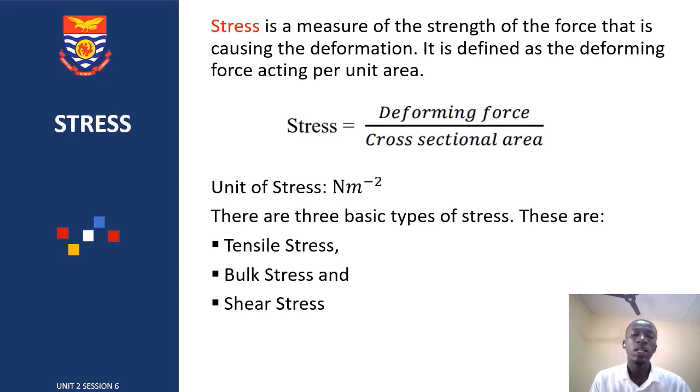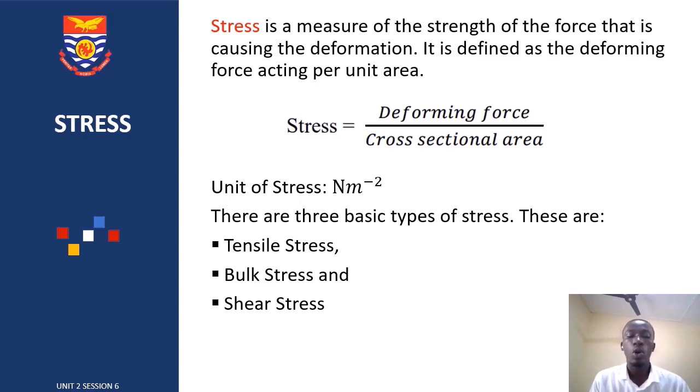There's one important thing that we use in sciences here that helps us in this test, and it is called stress. We can define stress as a measure of the strength of the force that is causing deformation. Mathematically, stress is equal to deforming force over the cross-sectional area, and it has a unit of Newton per meter squared. There are three basic types of stress: tensile stress, bulk stress, and shear stress.